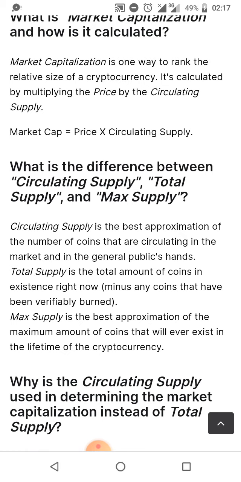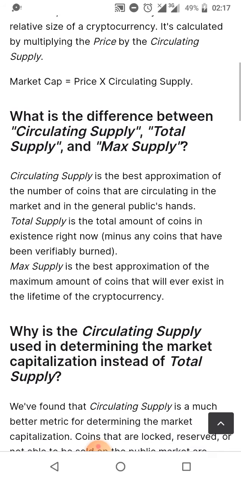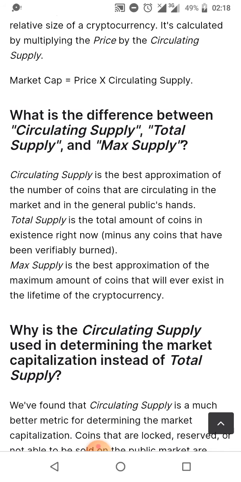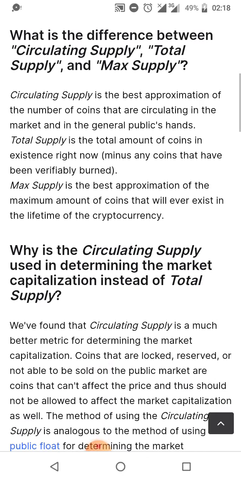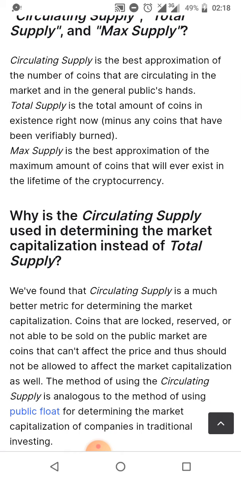So for the maximum supply, that's the number of tokens that can ever exist so long as that particular token is available. Then the circulating supply is the amount of coins that are circulating in the market and in the hands of the general public. While the total supply includes the ones that are burned already, the total amount of coins in existence right now, minus any coins that have been burned. So those are the simple definitions for it. I think the definition for circulating supply seems to be a little bit similar to that of total supply.